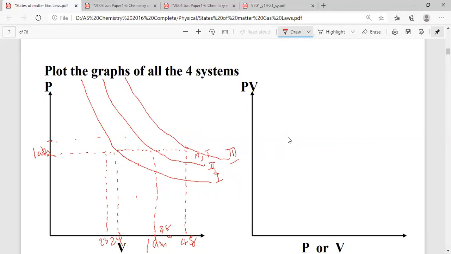So the 4th experiment will be like that. Also Boyle's Law. Okay, number 4.